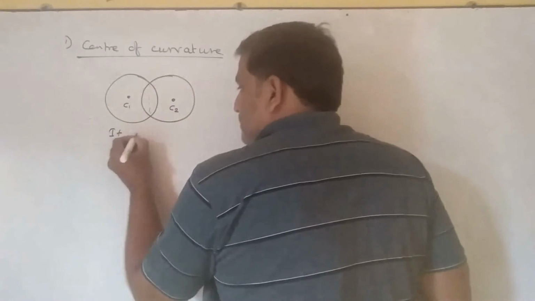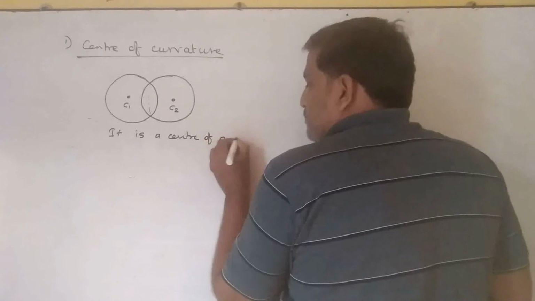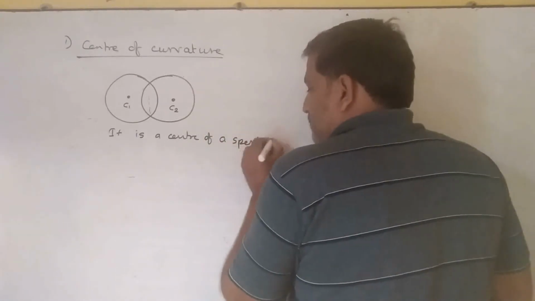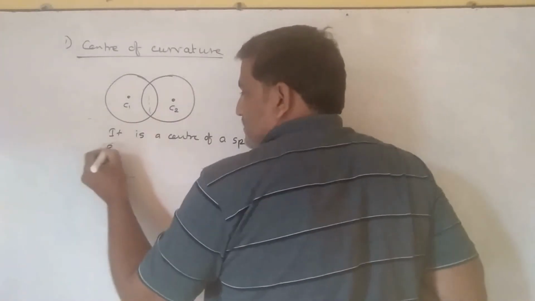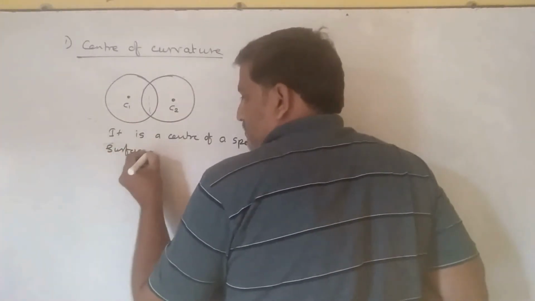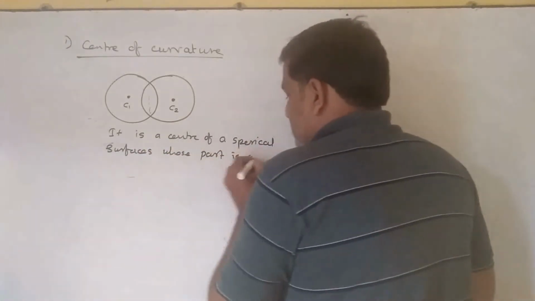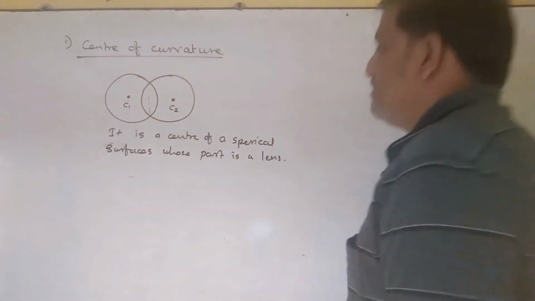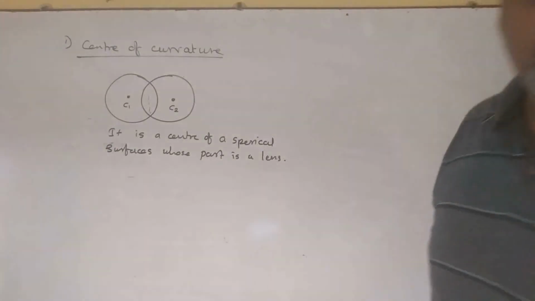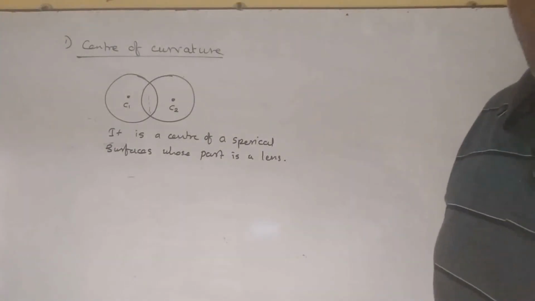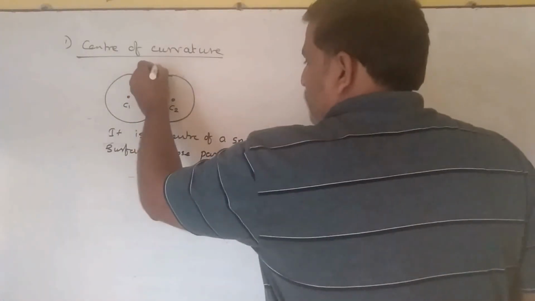It is the center of the spherical surfaces whose part is a lens. Okay, it is the center of the spherical surfaces whose part is a lens. The second definition is radius of curvature, and here you find this is about convex.